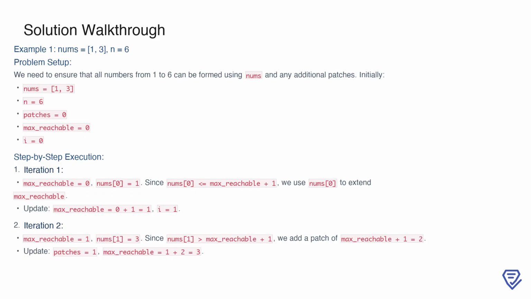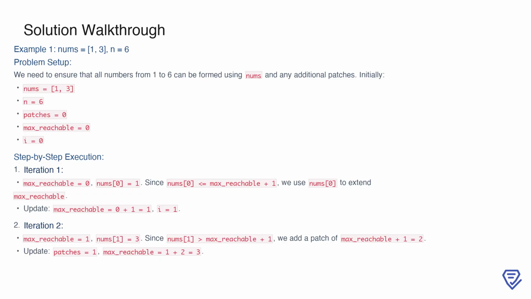In the first iteration, max_reachable is 0, and nums[0] is 1. Since nums[0] is less than or equal to max_reachable plus 1, we can use this number to extend our range. By adding 1 to max_reachable, the value becomes 1, and we increment i to 1. In the second iteration, max_reachable is now 1, and nums[1] is 3. However, nums[1] is greater than max_reachable plus 1, so we cannot directly use it yet.